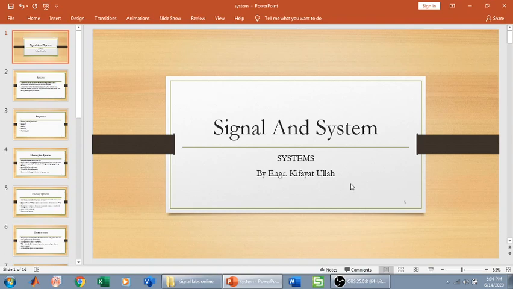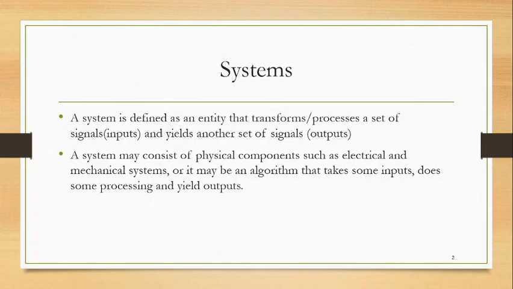Everyone, in today's class we are going to talk about systems and their properties. A system is defined as an entity that transforms or processes a set of inputs, a set of signals which we call inputs, and yields another set of signals which we call outputs. A system may consist of physical components such as electrical and mechanical systems, or it may be an algorithm that takes some inputs, does some processing, and yields outputs.